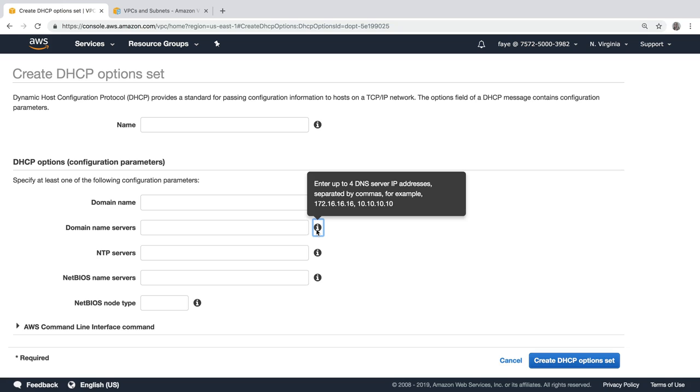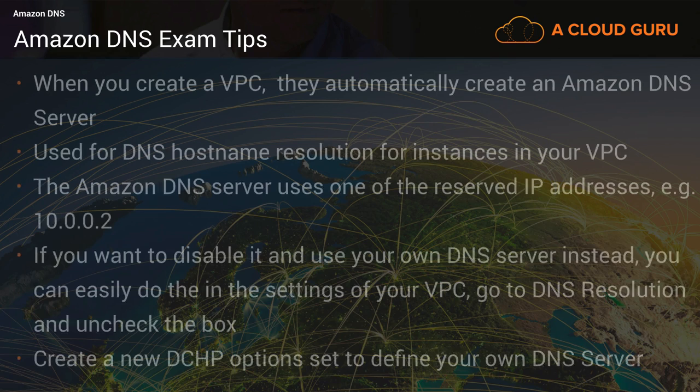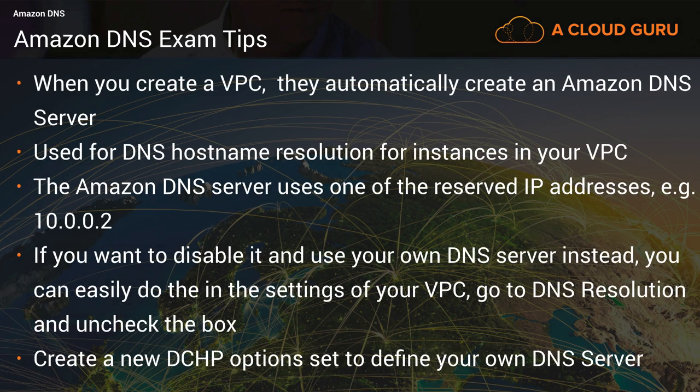The main thing you need to be aware of is that by default, they configure this Amazon DNS server, and you do have the option to disable it and specify your own DNS servers instead. So on to our exam tips. Remember that when you create a new custom VPC, they automatically create an Amazon DNS server for you. This is used for DNS hostname resolution for instances in your VPC which are communicating over the internet. The Amazon DNS server uses one of the reserved IP addresses, and in our example, it's going to use 10.0.0.2.